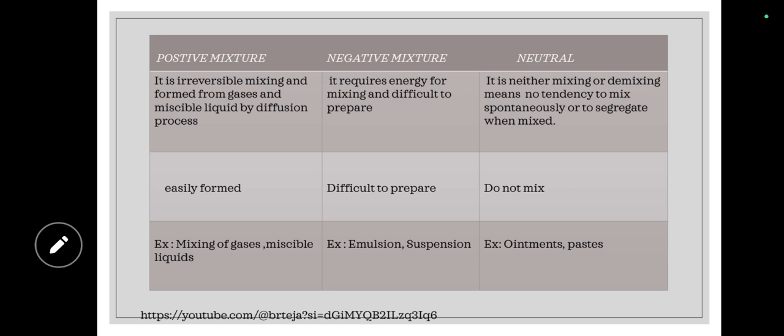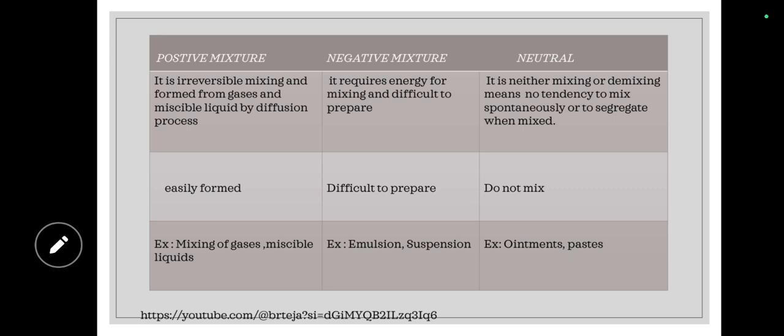Next, negative mixer: it requires energy for mixing and is difficult to prepare. Examples are emulsions and suspensions, oil in water and water in oil solutions with emulsifying agents, also suspensions, lotions, creams, ointments, etc.